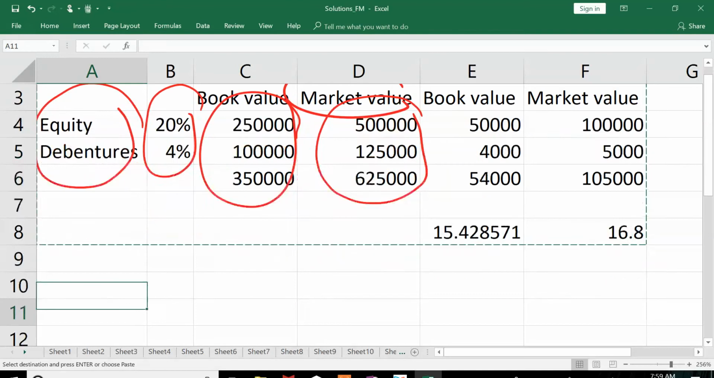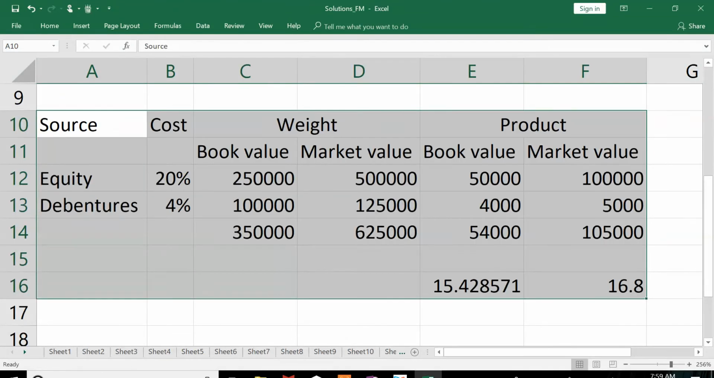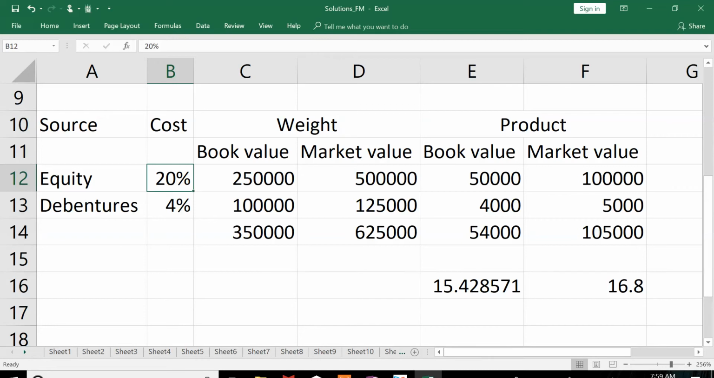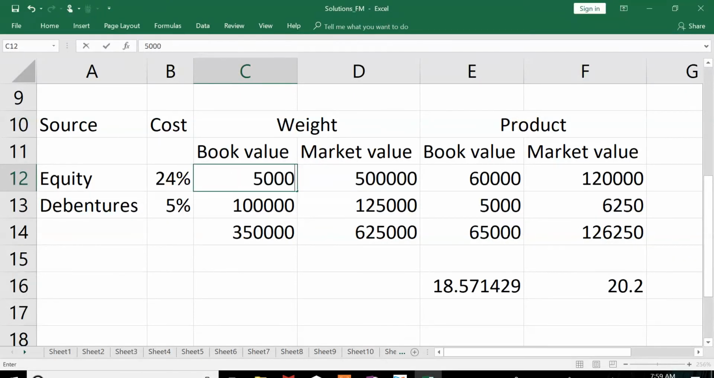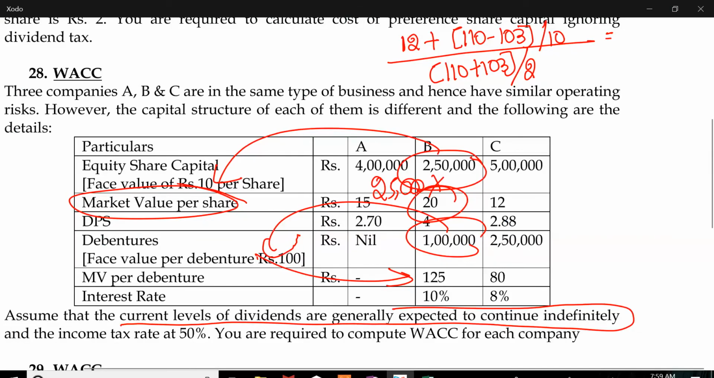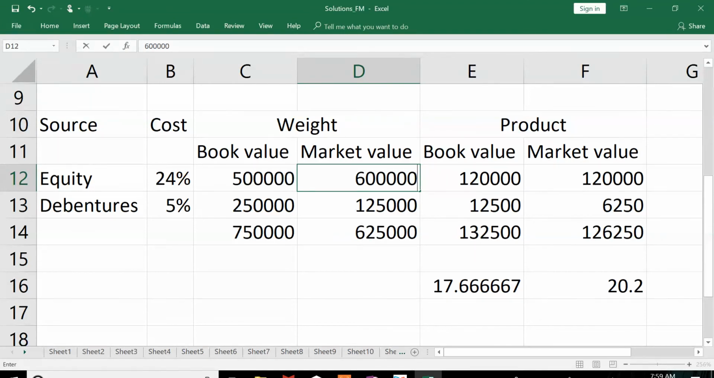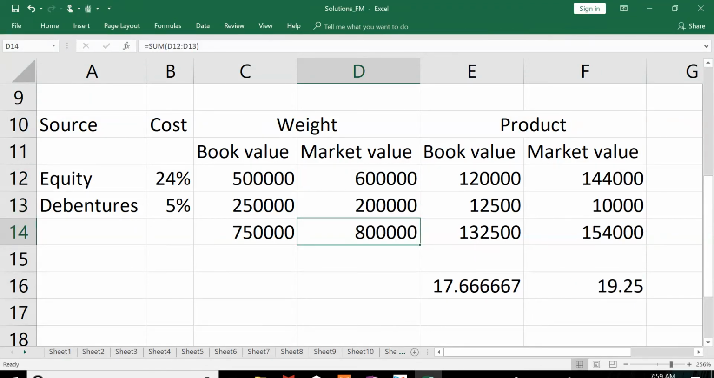Any doubts on firm B? What was the cost of equity for firm C? 24.5. Book values were 5 lakhs, 2,50,000. Market value was 6 lakh and 17.67 and 19.25. You're done with firm C. Firm B, firm C is done. Everyone done with firm C?